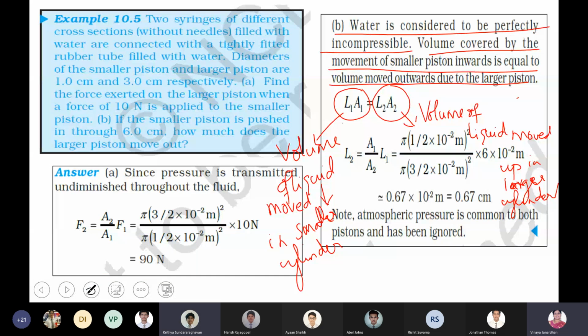Yes, ma'am. L2, I got 2 by 3 centimeter. 2 by 3 is 0.67. Yeah, okay. Yes, ma'am.